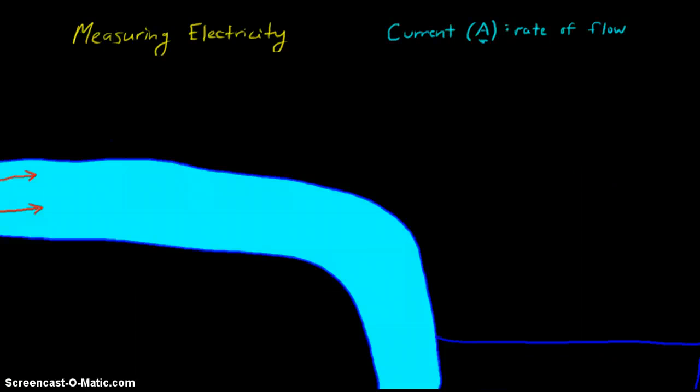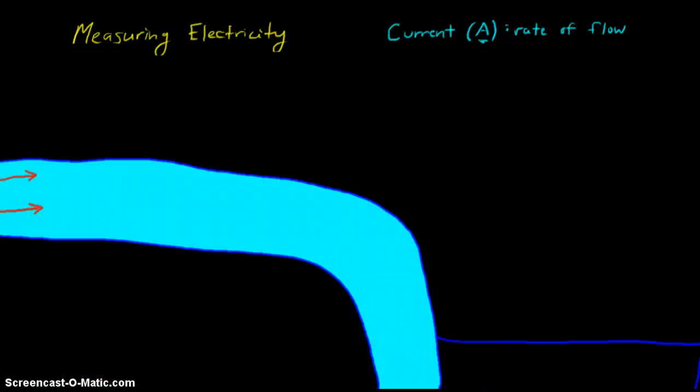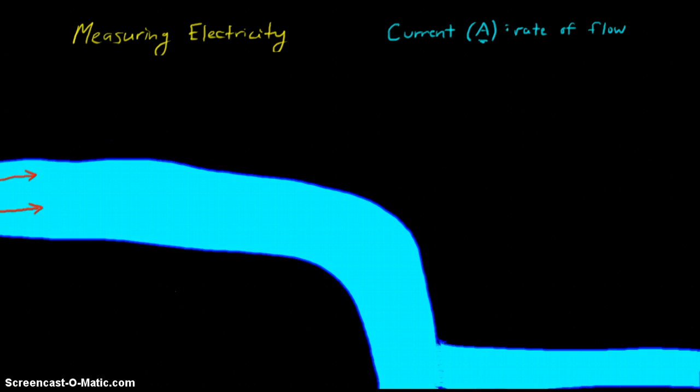So here we have a river, we have a waterfall, and then we have the river continuing. Now, we can measure the rate of flow at any given point. We can measure it here, here, and here. But I'm not really interested in that right now. What I'm actually interested in is potential energy.